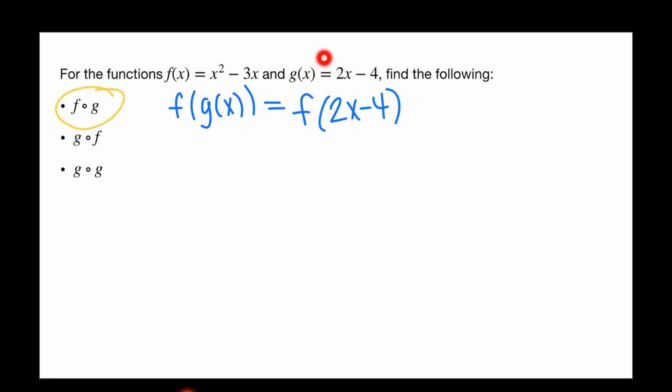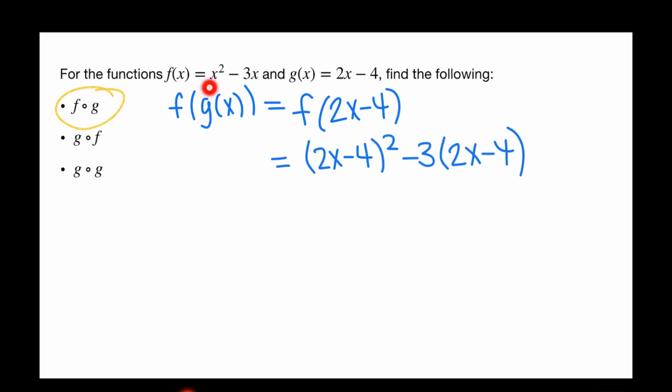So I'm going to take function g, which is 2x minus 4, and that gets plugged in for my x's in function f. So this becomes (2x minus 4) squared minus 3 times (2x minus 4). Again, I took function g, which was the 2x minus 4, and that got plugged in for my x's in function f. That is f composed with g.